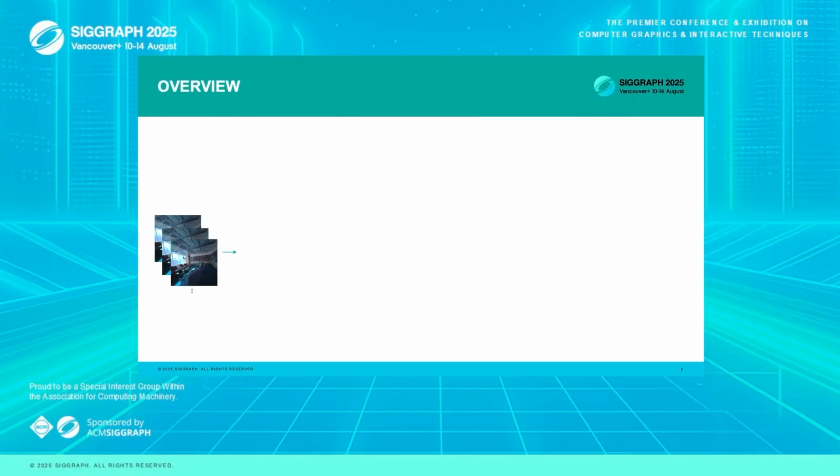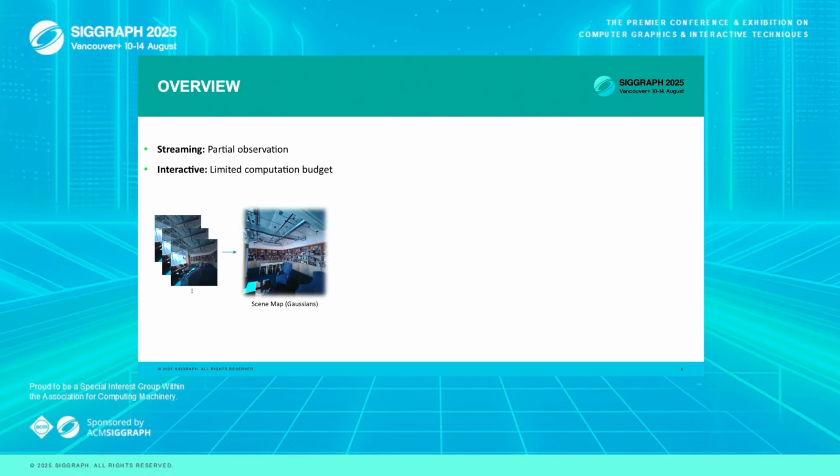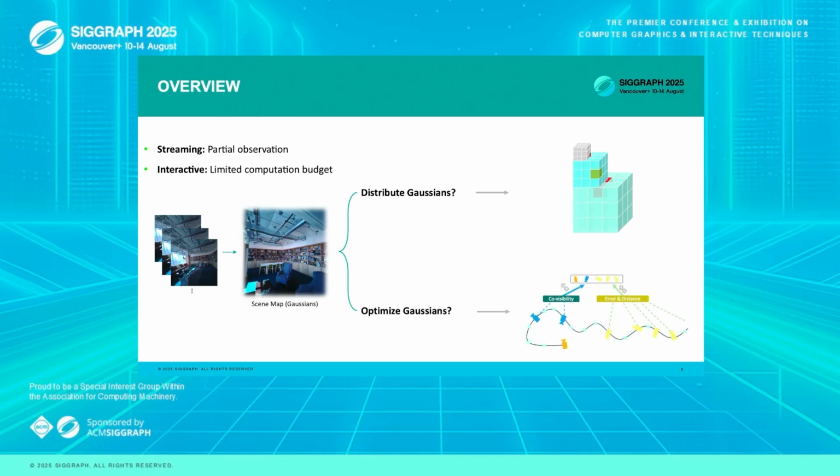So think about the pipeline. We receive a monocular stream, with small and partial views arriving over time. These frames will be used for reconstructing a high-quality scene incrementally. The challenges for this task are that it works under a streaming setting, which only contains a partial observation of your scene, and the computation budget is very limited because we want interactive feedback. Therefore, we divided the problem into two parts: how to distribute the Gaussians and how to optimize the Gaussians. We also have two different modules to address these two parts.